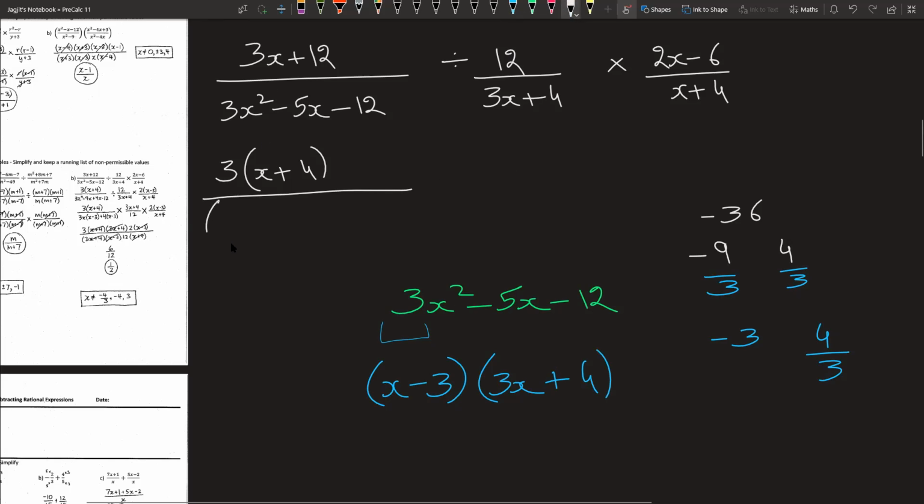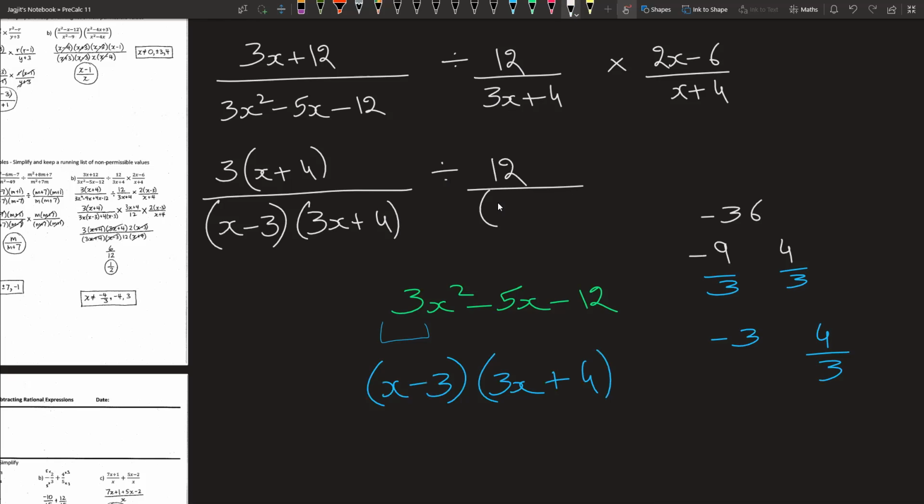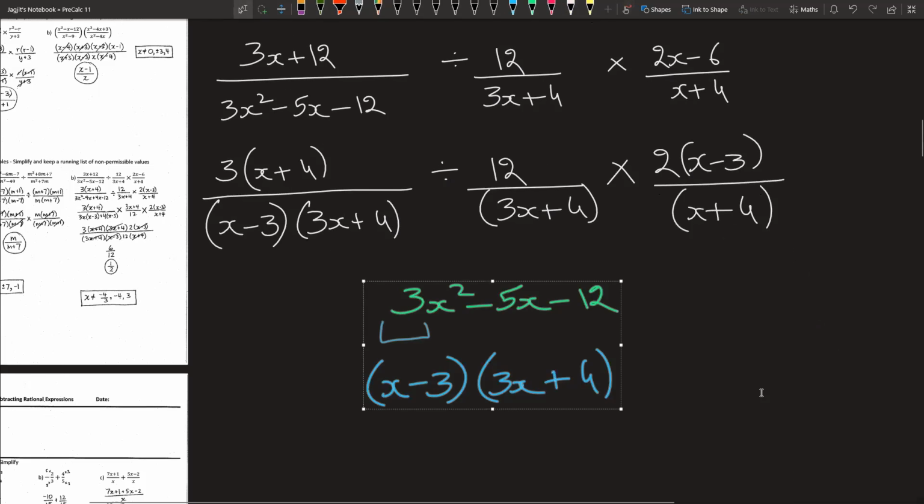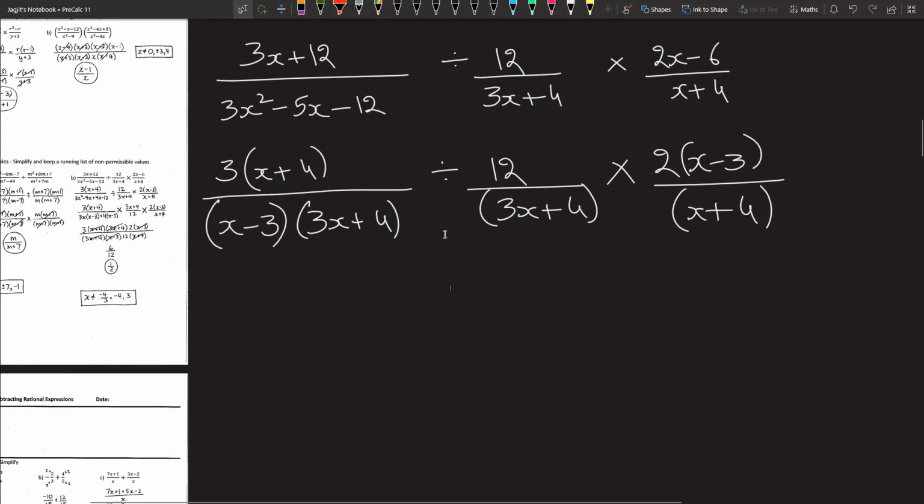So we say, I know how to factor that. It will be x minus 3 and 3x plus 4. We're going to leave this as division for now. And that will just be 12 over 3x plus 4. And from here, we can factor the 2 out. I'll have 2x minus 3. And the bottom is already simplified. It's just x minus 4. So at the bottom, I'll have x plus 4. Okay, perfect. Hardest part is done, guys. You've done the hardest part where we factored everything out.